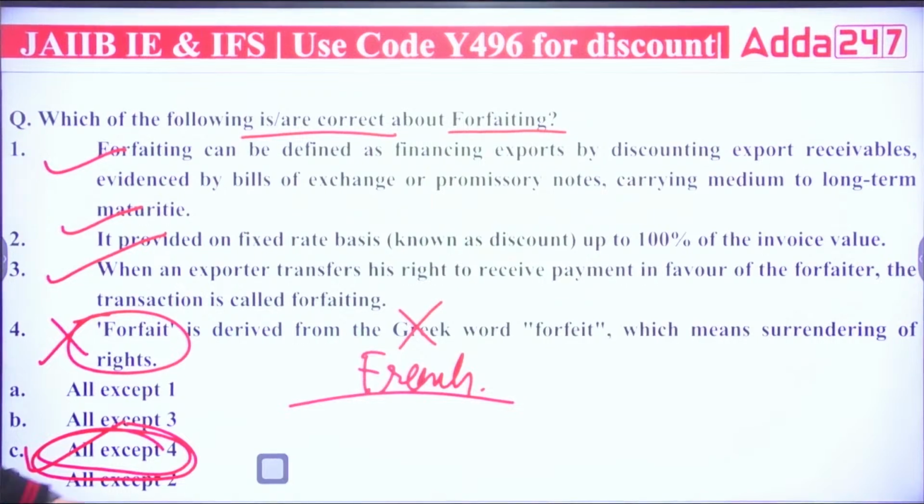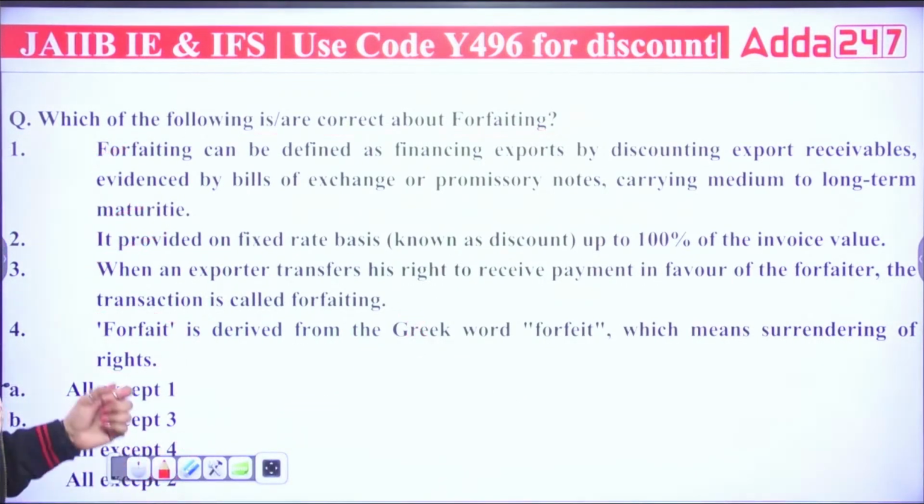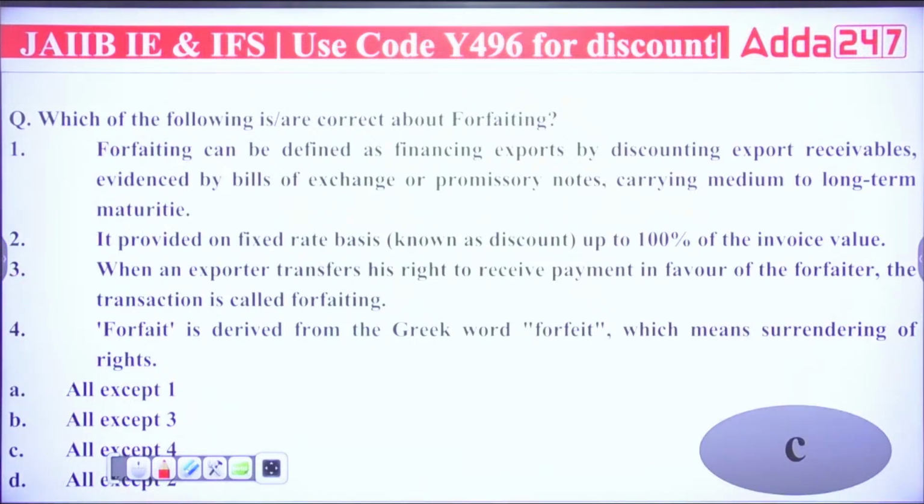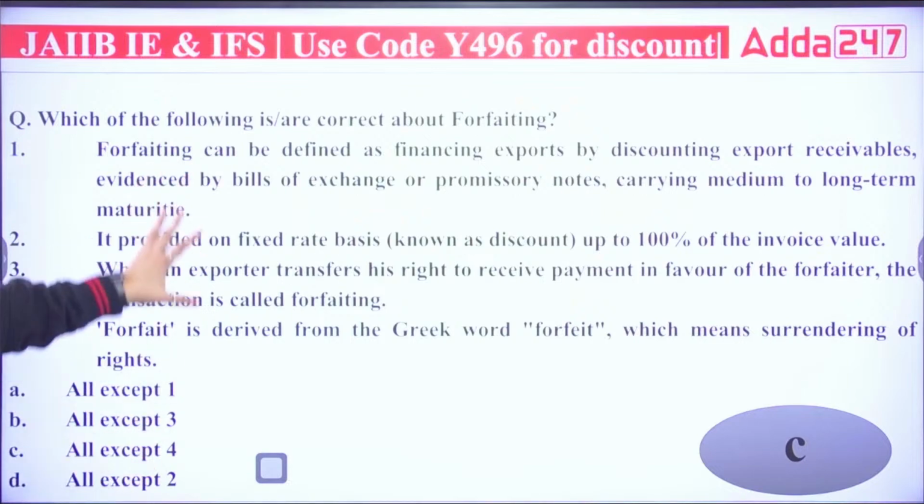Okay, so minor changes can be done in the statement. So we have to very clearly find out which statement is true or which statement is false. So your right answer will be here, C: all except 4 are correct, but the fourth statement is incorrect.